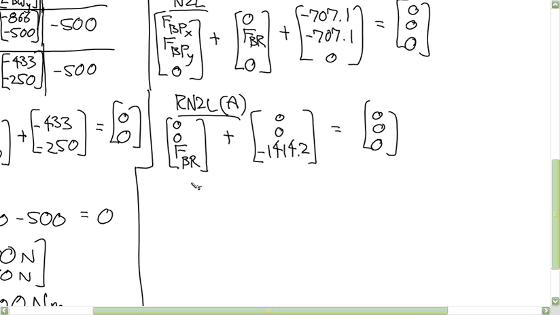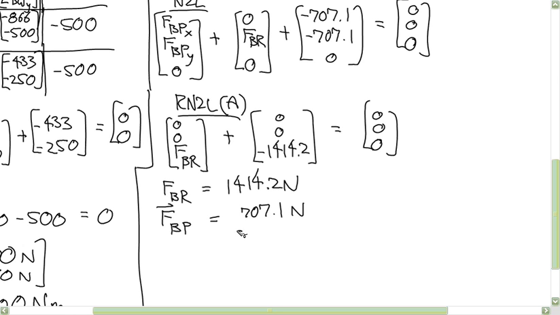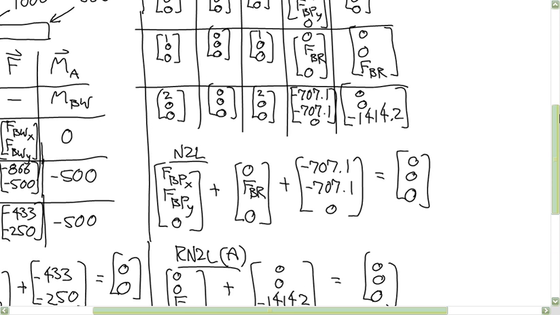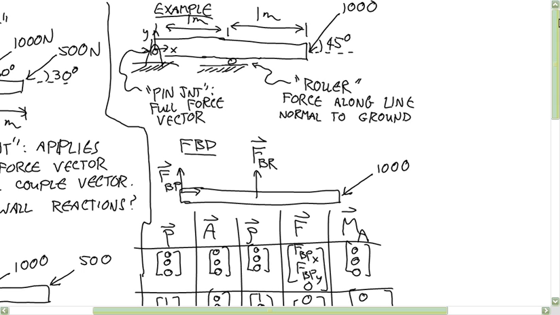But the solution comes out to FBR is positive 1414.2 newtons, and the force vector on the body by the pin is positive 707.1, negative 707.1. Okay, so that one at first glance isn't quite as obvious, but it makes sense if you think about what's happening physically.